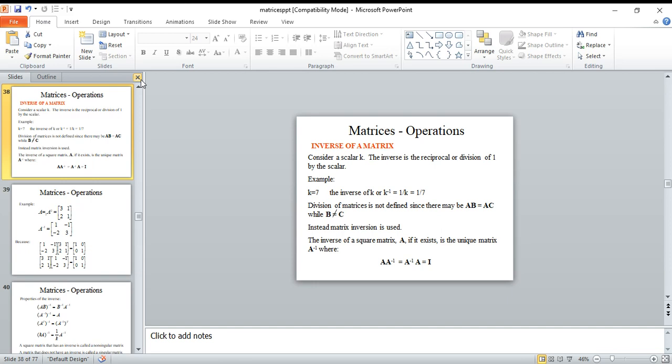Division of a matrix is not defined, since AB may equal AC while B is not equal to C. Instead, the matrix inverse is used. The inverse of a square matrix A, if it exists, is the unique matrix A inverse, where A inverse into A equals A into A inverse equals I.